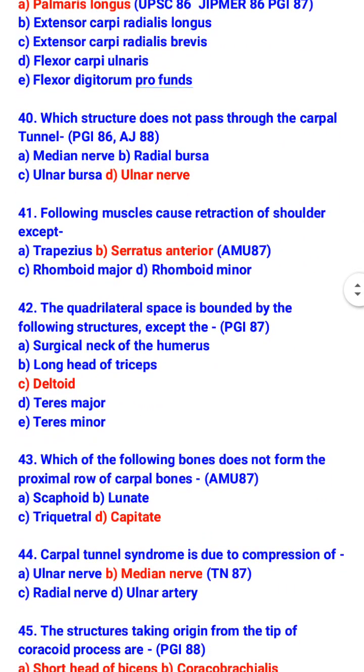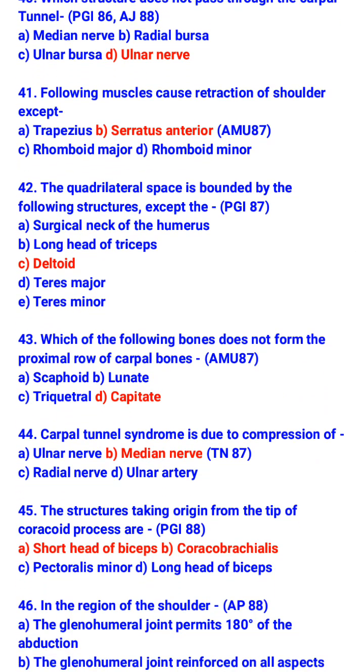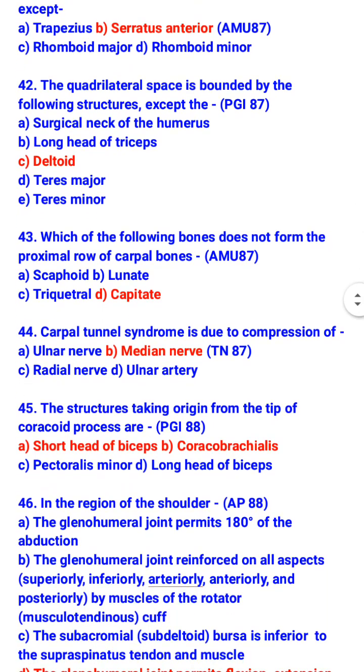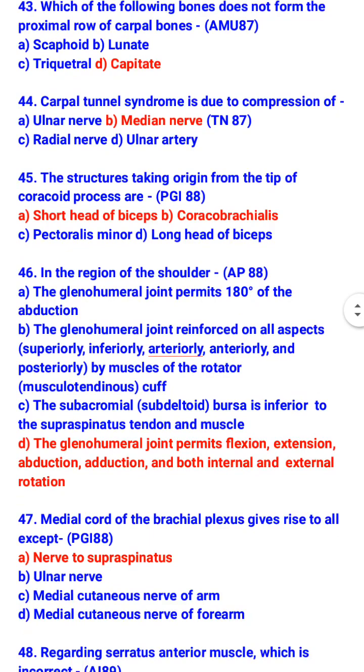The quadrilateral space is bounded by the following structures except the deltoid. Quadrilateral space is bounded by surgical neck of humerus, long head of triceps, teres minor and teres major. Which of the following bones does not form the proximal row of carpal bones? Capitate. So which bones form the proximal row? Scaphoid, lunate and triquetral. Carpal tunnel syndrome is due to the compression of median nerve. The structures taking origin from the tip of coracoid process are short head of biceps and coracobrachialis.